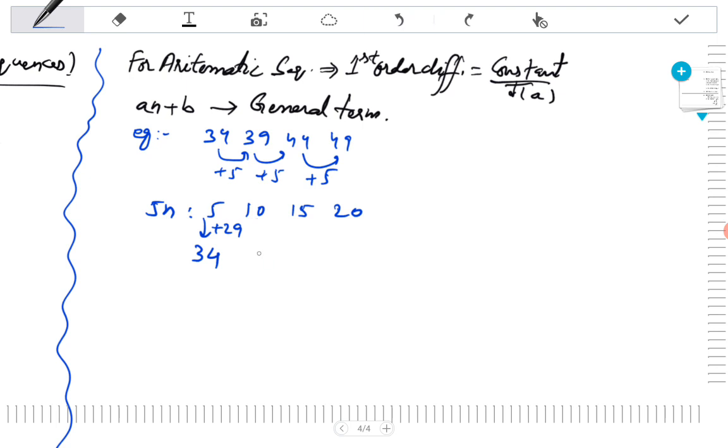Now try the next one. Next one is 39. I have to add plus 29 again. The other ones are 44 and 49, and you can check every time you have to add 29. So simply 5n is the first part, and every time you have to add 29 to it, so the general term is simply 5n plus 29.